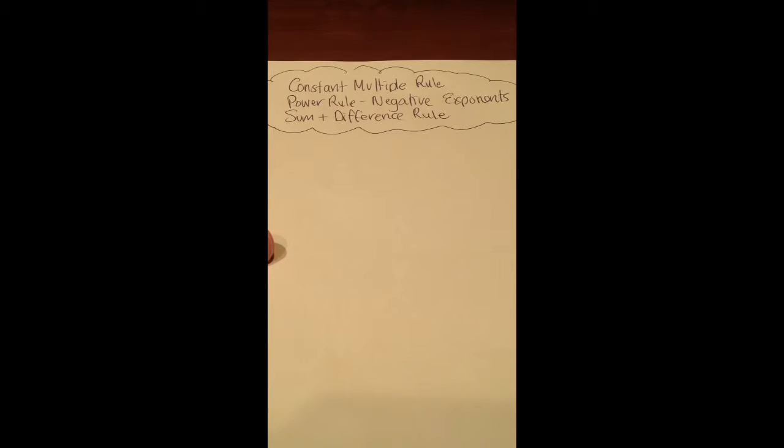Okay, in this video we're going to look at three rules. First we're going to look at the constant multiple rule. Then we're going to look at the power rule. We've looked at it with positive exponents. We're going to look at it with negative exponents. And then we're going to look at the sum and difference rule.